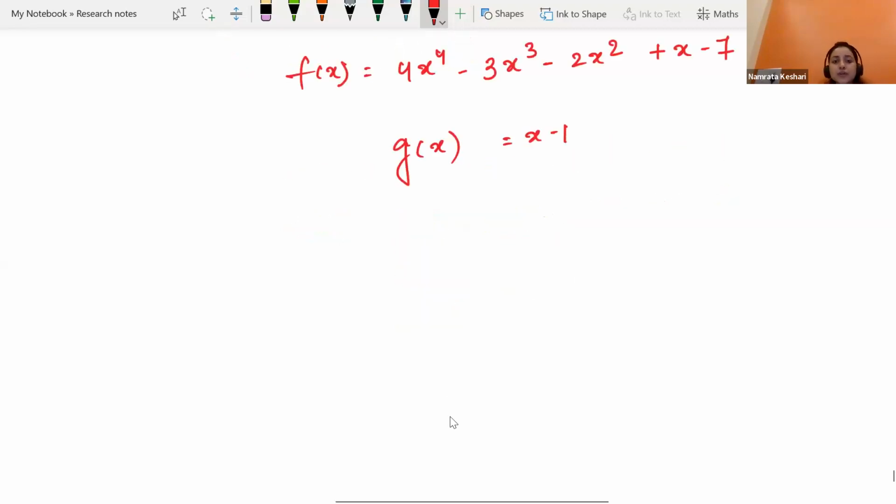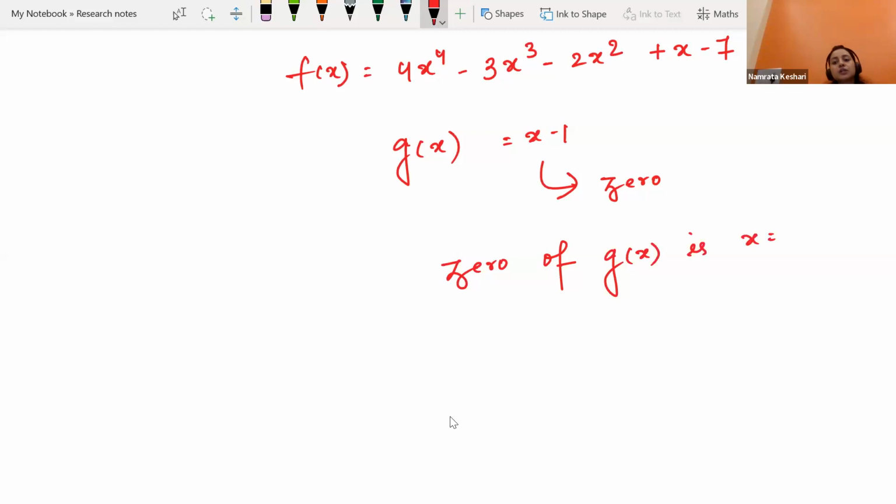Okay, if we have to find the remainder, Sara, and we are dividing f(x) by g(x), then there is a magical formula called the remainder theorem. That day I was explaining, from your divisor you will find the zero. So what x value will you get from x minus 1? 1. Yes, the zero of g(x) is x equals 1. That you will substitute in f(x) and directly you will get the remainder.